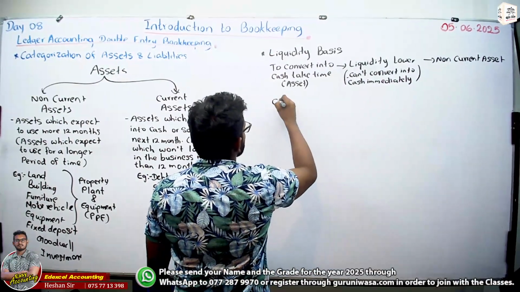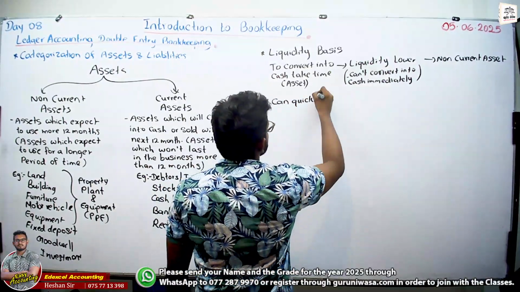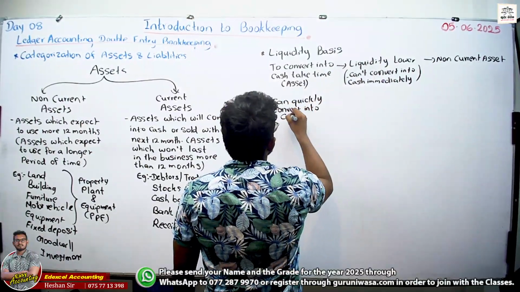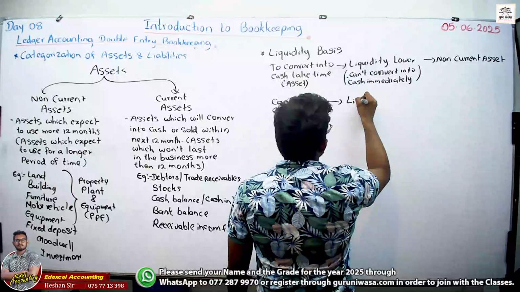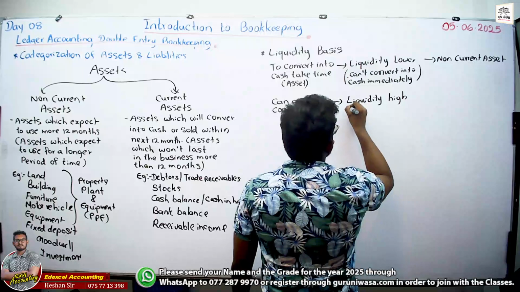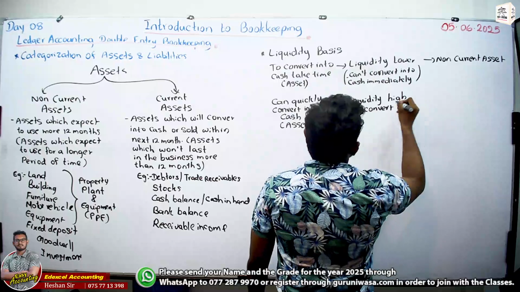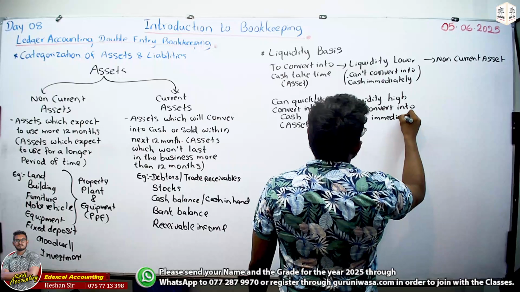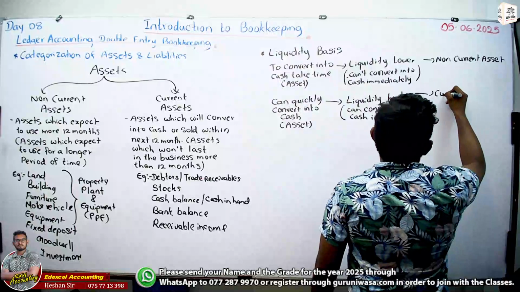Assets that can easily and quickly convert into cash have high liquidity, which means we can convert into cash immediately. So those are current assets.